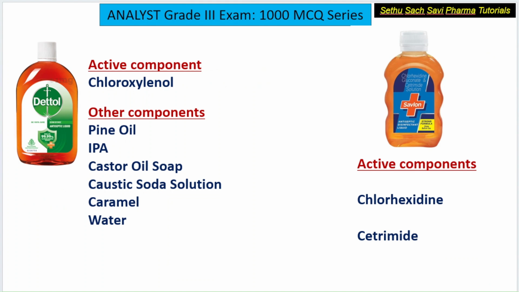Now, some important points you need to remember. Dettol and Savlon are antiseptics, disinfectant kind of compounds. The active component in Dettol is chloroxylenol. Chloroxylenol is used at 4.8 percent weight by volume. This point you need to remember: in Dettol, the active component is chloroxylenol, at 4.8 percent weight by volume.